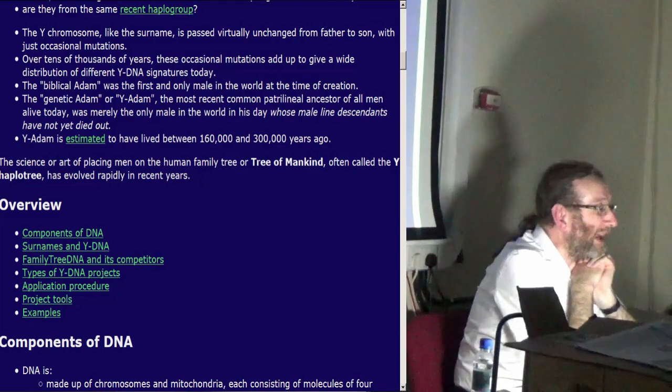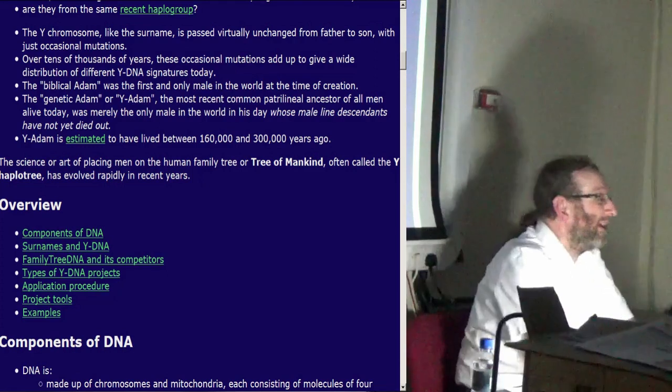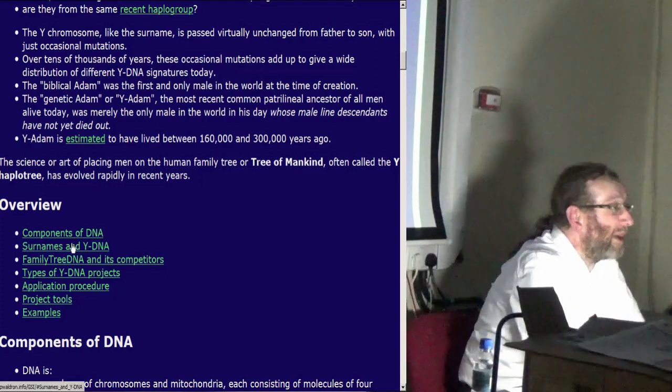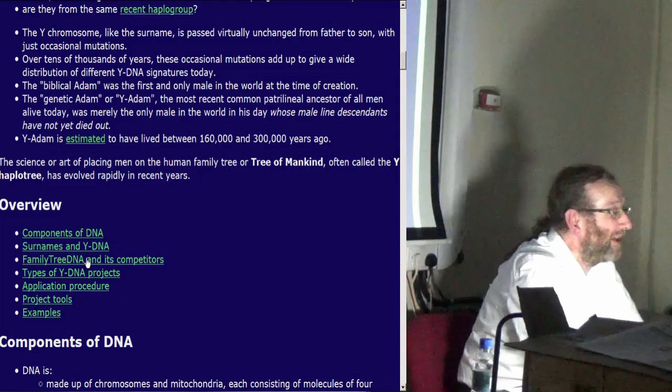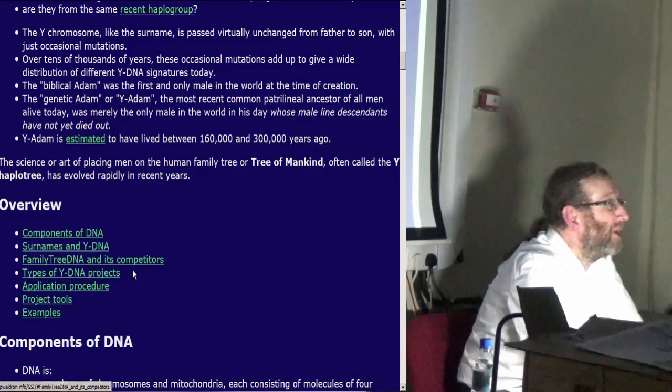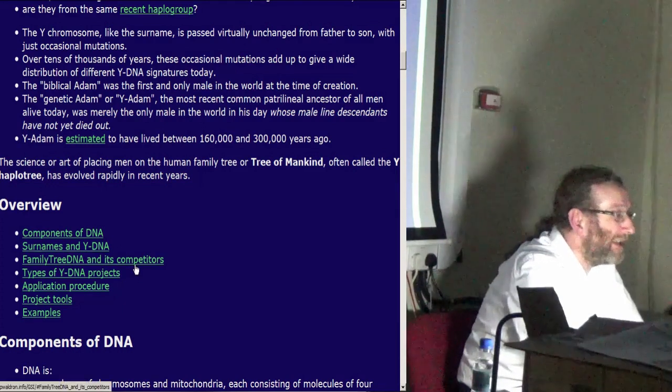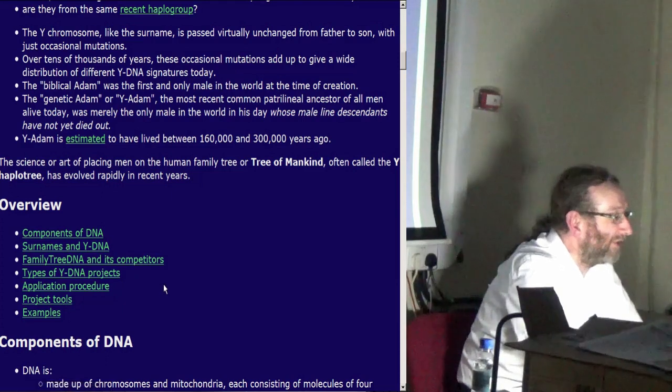I've talked about the Y-Adam at the top of the tree already, and that's called the tree of mankind. We want to figure out where does my surname fit on that big tree. So I'm going to remind you of the other components of DNA just so that you know how Y-DNA differs from what Ancestry markets every day. Talk about the connections between surnames and the Y chromosome. Talk about Family Tree DNA, which is the biggest company by far in the Y-DNA business, and the other competitors.